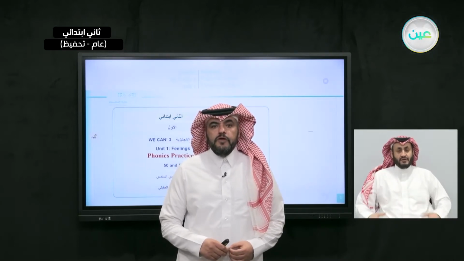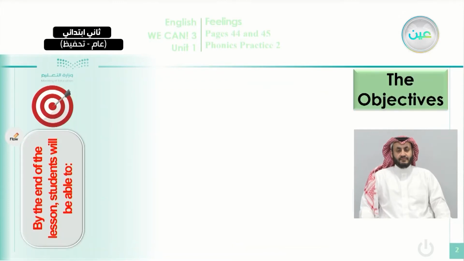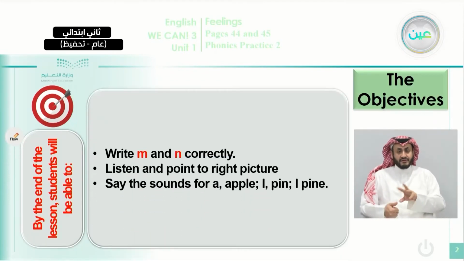Hello and welcome to a new episode of Teaching English on Duroos, week 3. As usual, as always, let's start our class by reviewing the objectives of today. First, we're going to write M and D correctly. And also we are going to listen to and point to the right picture. Students will be able to listen and point to the right picture.